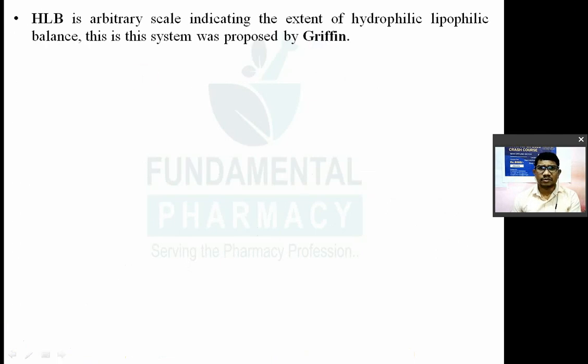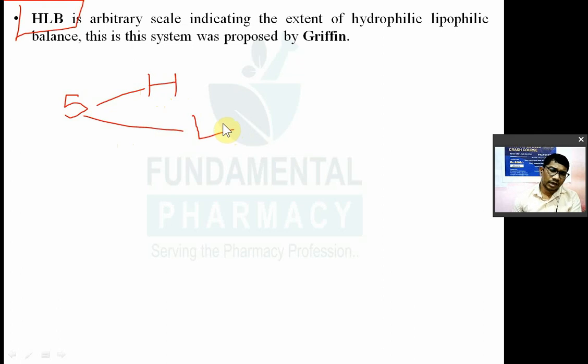Now what is meant by HLB? HLB means hydrophilic lipophilic balance. So first of all, what do you mean by surfactant? Surfactant is nothing but a molecule containing both types of characters, hydrophilic characters as well as lipophilic characters.